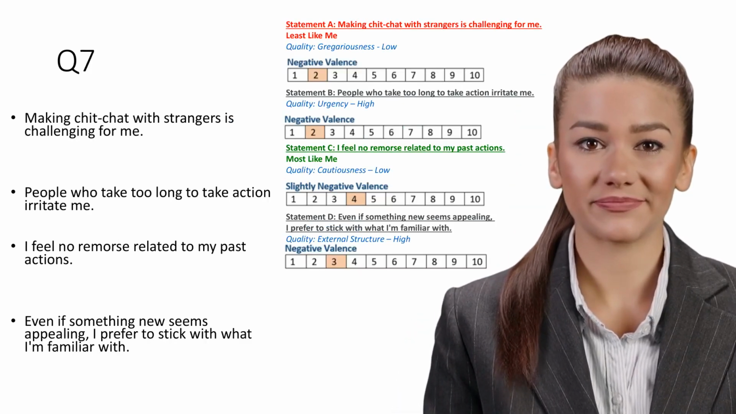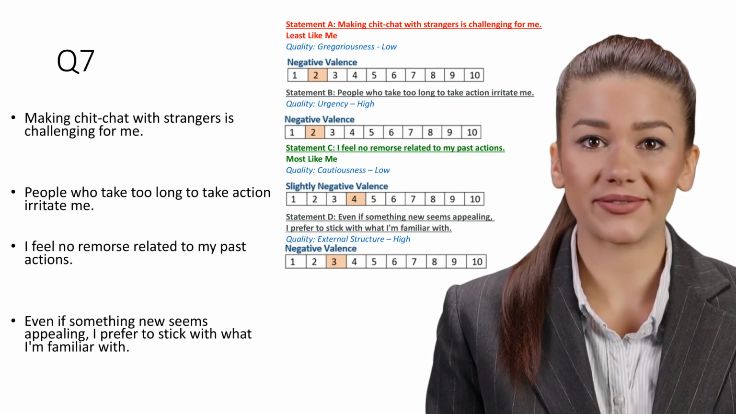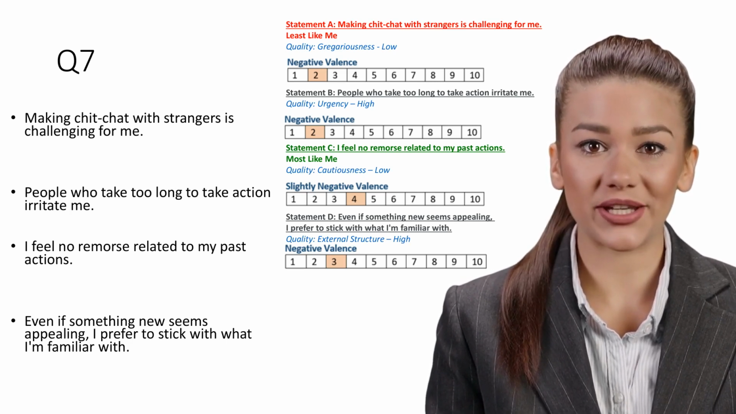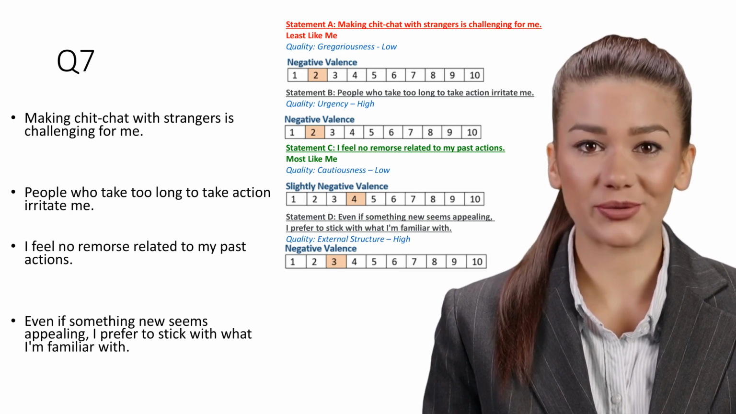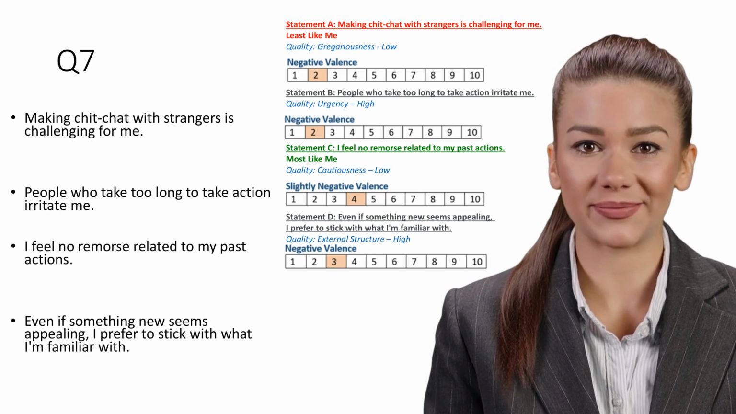Question 7. Statement A. Making chit-chat with strangers is challenging for me. Least like me. Quality. Gregariousness, low. Avoiding or being uncomfortable initiating conversations with strangers may mean loss of opportunities to build positive business connections.